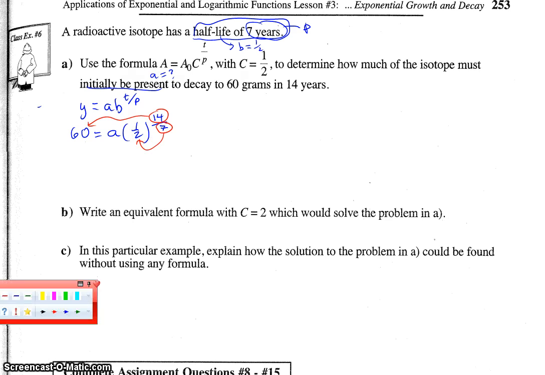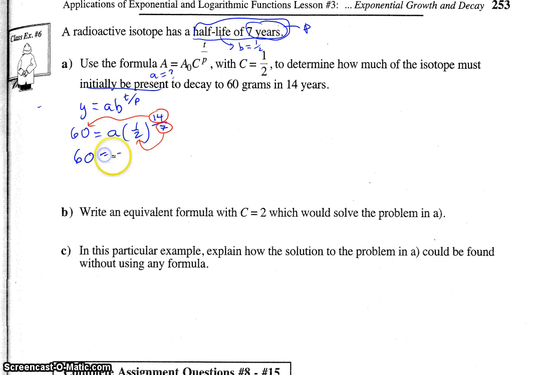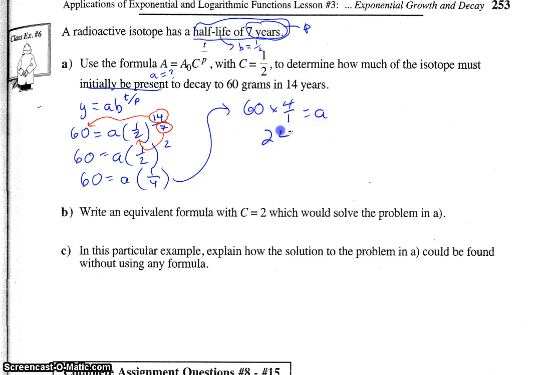Okay, let's go about simplifying this. 14 over 7, right away we know that's 2, so let's change that to 1/2 to the exponent 2, and then we can square the 1/2. So we would have 60 equals a times 1/4, square the top, square the bottom. And then finally we're going to divide both sides by 1/4, otherwise known as multiplying by the reciprocal, 4/1, and we would get 240 for our value of A.